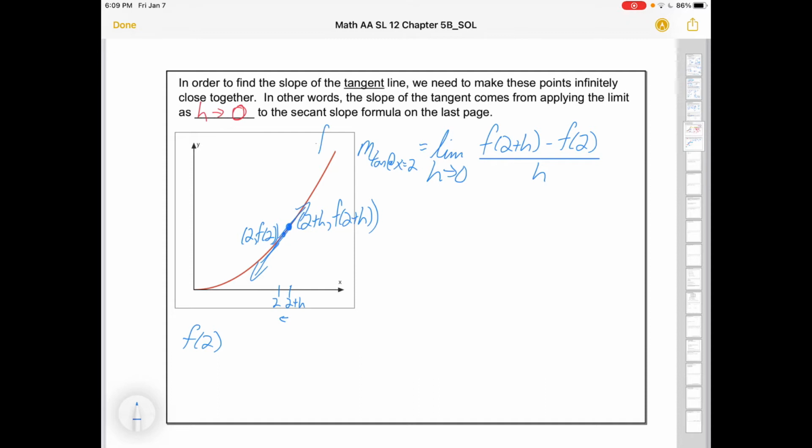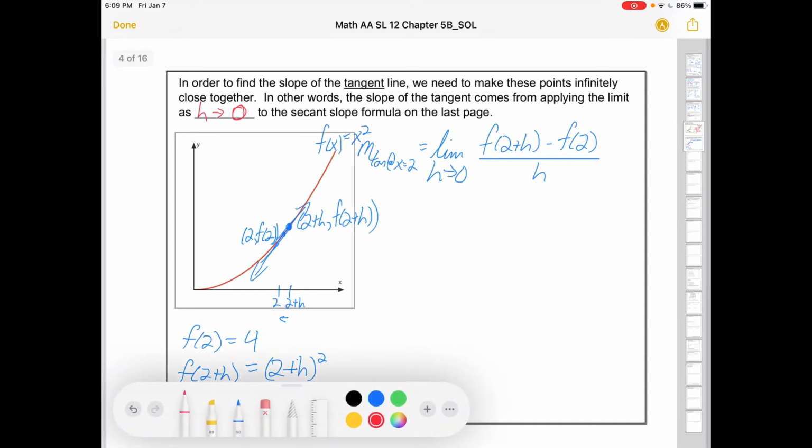Okay, so remember that this curve here is x squared. So 2 squared would be 4. f of 2 plus h is a little more work. It's going to be 2 plus h all squared. And when we square a binomial, remember we have to FOIL it by itself. So we end up with 4 plus 4h plus h squared. We end up with a bit of a mess because we've inserted this variable, this thing that's moving, h. But now that I know that, I can just sub those in.